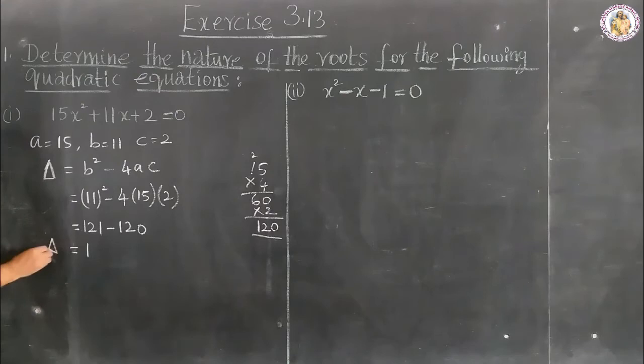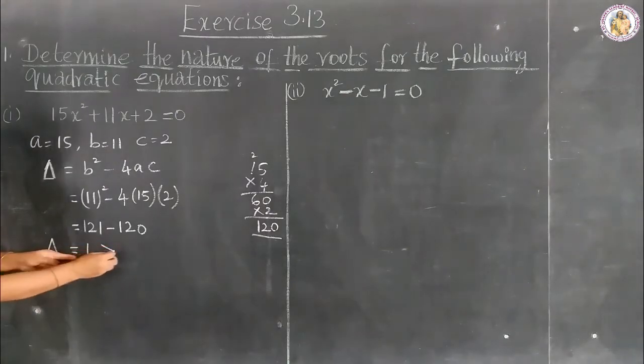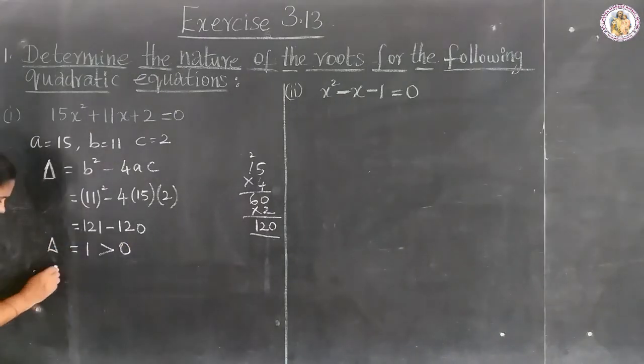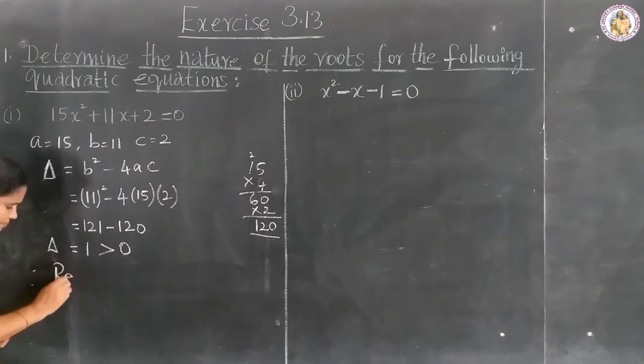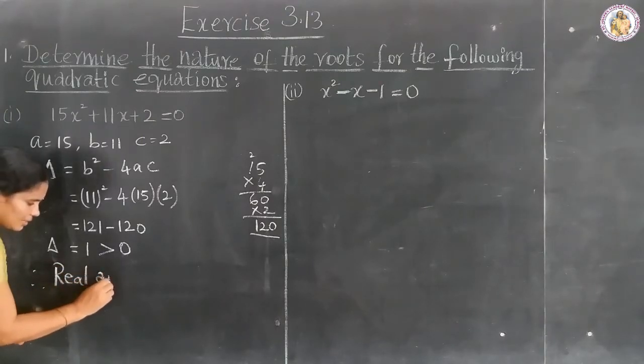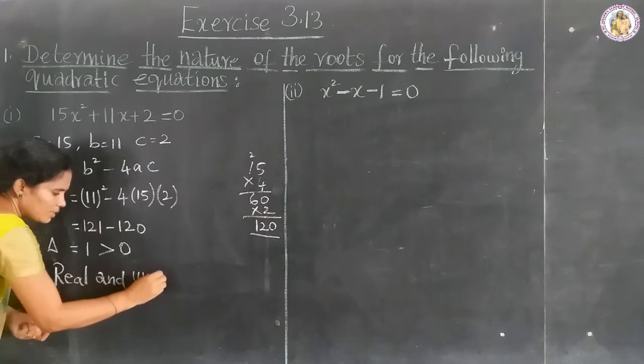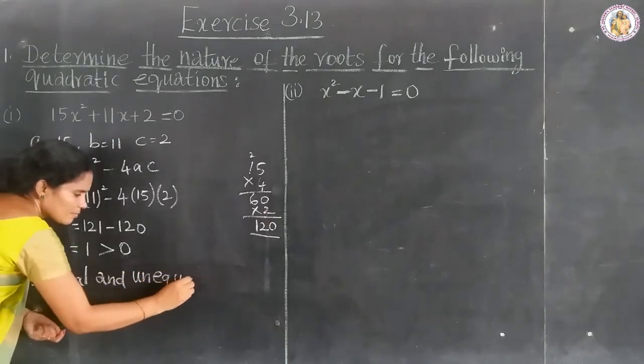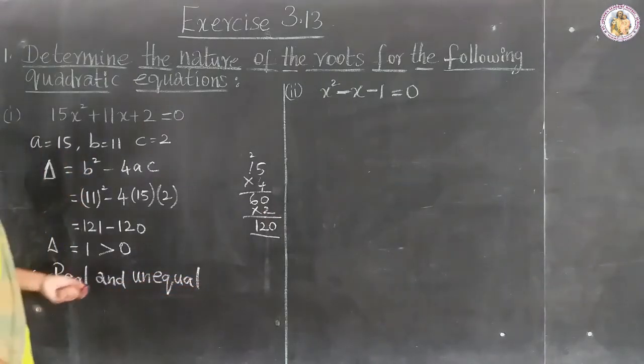Now you can see discriminant is equal to 1, which is greater than 0. Therefore, nature of the root is equal to real and unequal. Now let us go with question number 2.